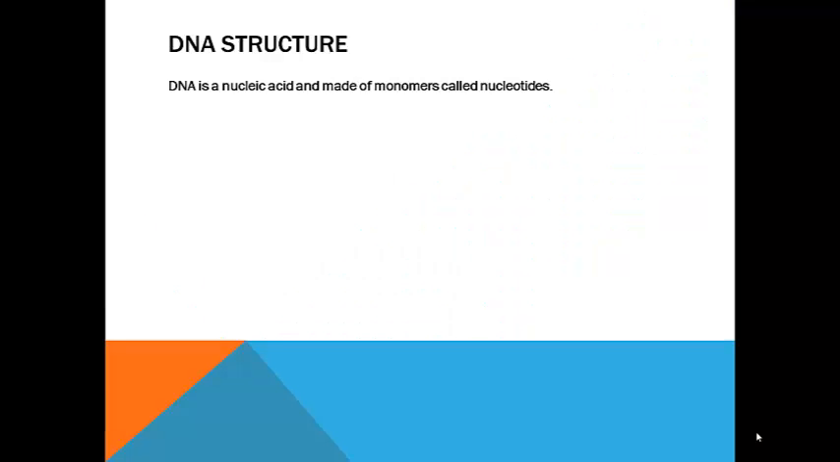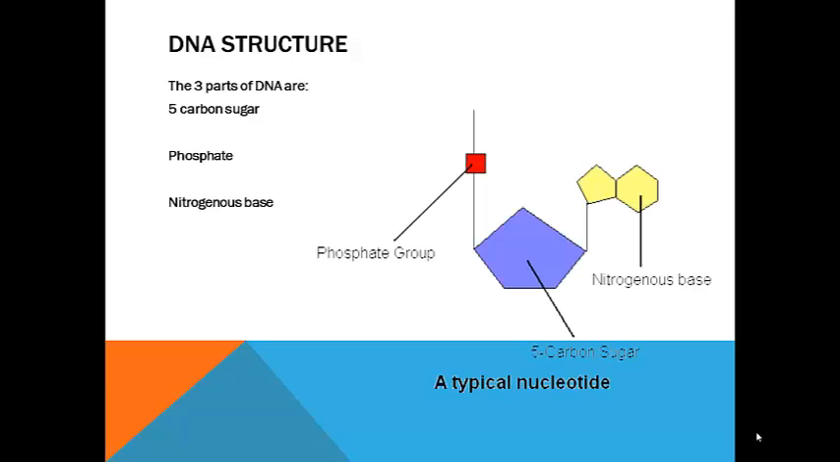So the structure: DNA is a nucleic acid. It's made of monomers called nucleotides. There's 3 parts of DNA. There's the 5-carbon sugar, and that's called deoxyribose. And then you have a phosphate group, and then you have a nitrogenous base. So that's what makes up the nucleotide.